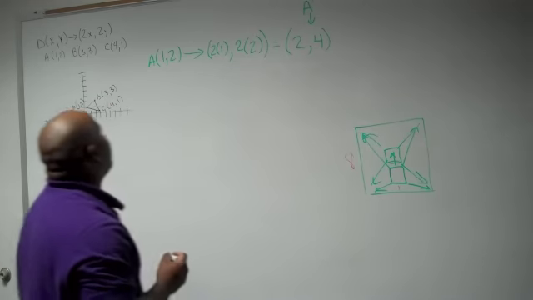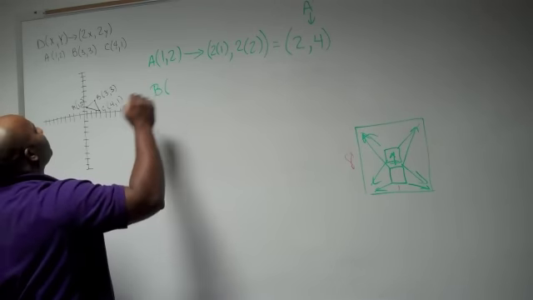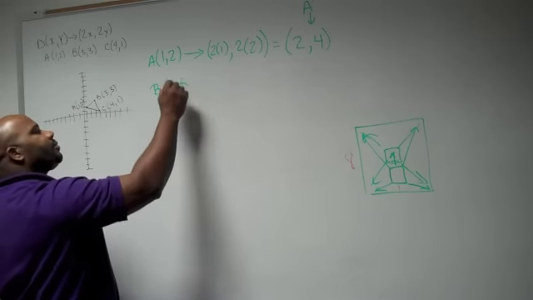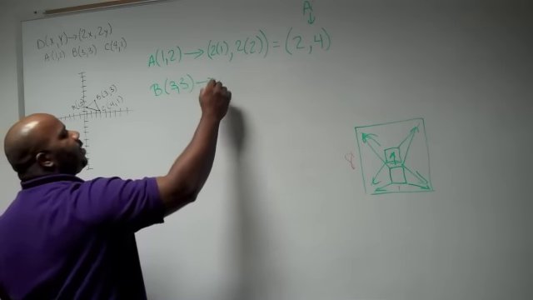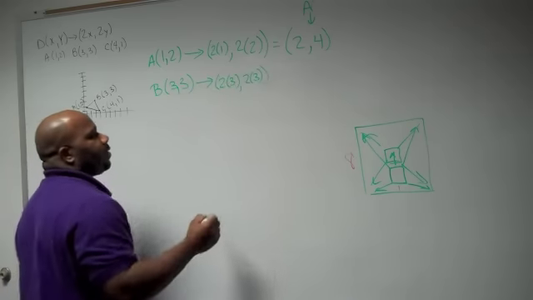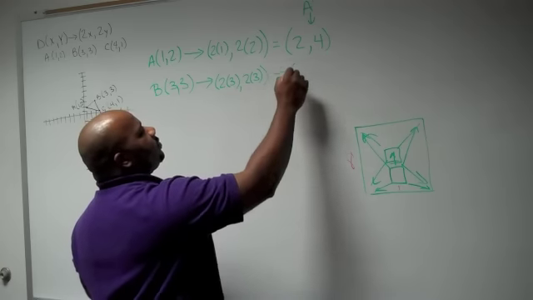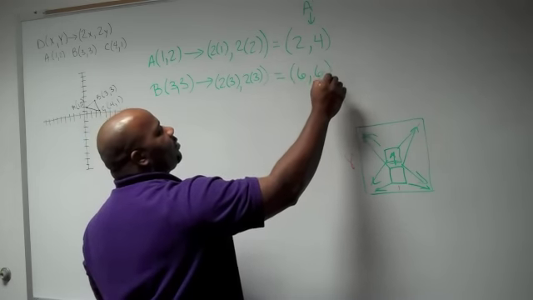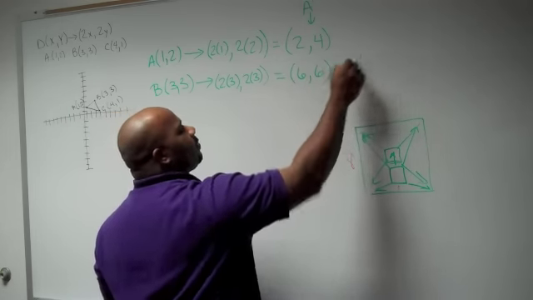Okay. Next point, B, is 3, 3. We multiply by 2. 2 times 3, 2 times 3. Okay. And then we get 6, 6. Going to call this new point B prime.